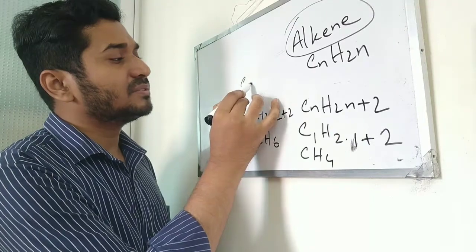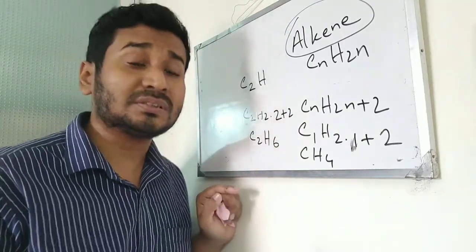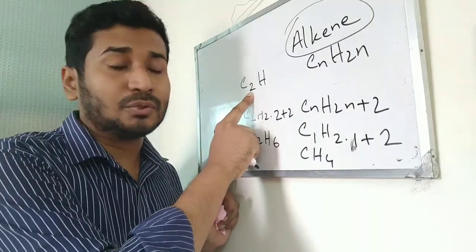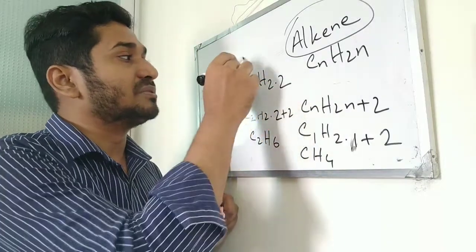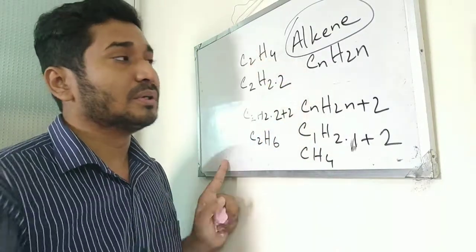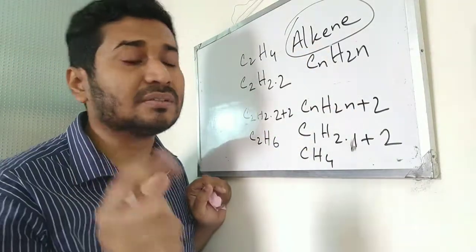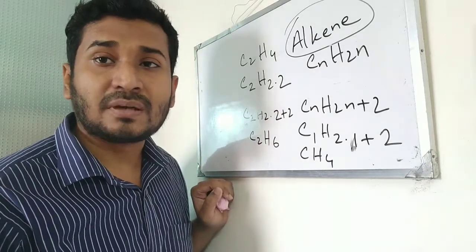The value of n is 2, because to have a double bond you need at least 2 carbons. That's why the value of n is 2, not 1. C2H, 2 into 2, that means C2H4, and this is called ethene. In alkene, the first member is ethene. Like that, propene, butene, pentene, hexene, heptene.